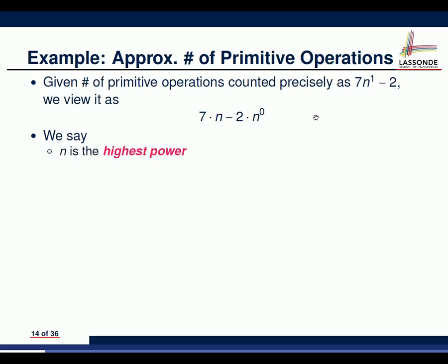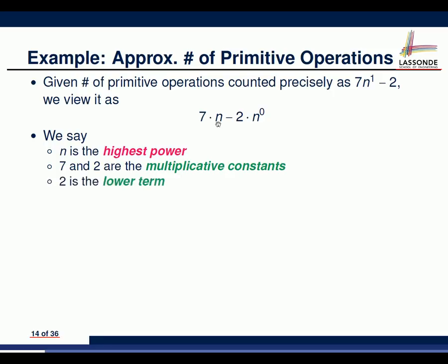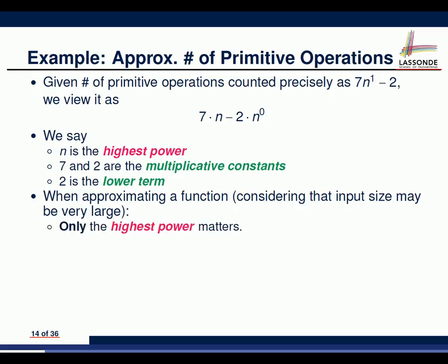Let's go over some terminology. N is the highest power because of power 1. And then 7 and 2 are the multiplicative constants. Also the 2 over here, which belongs to n to the power 0, is called a lower term. Just some terminology here. And then when we really try to compare running time, basically only the highest power matters, asymptotically speaking. When the input size gets very large, you only worry about the highest power in the running time function. Let's see more examples.